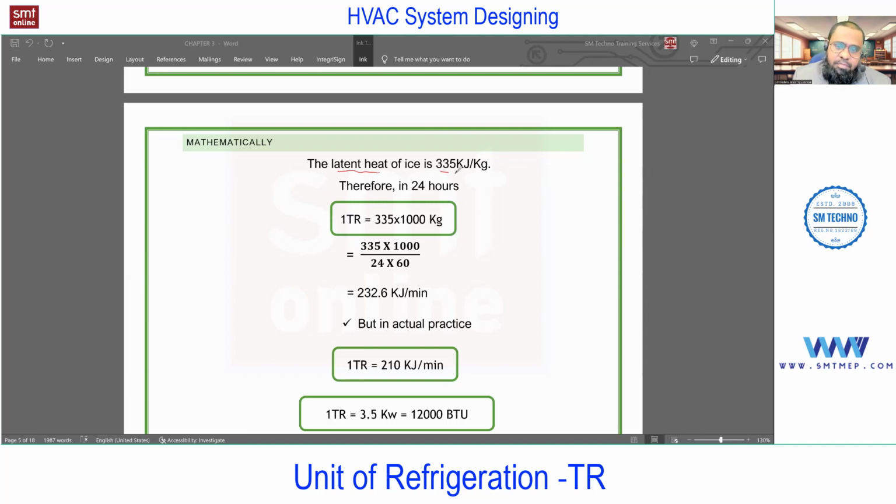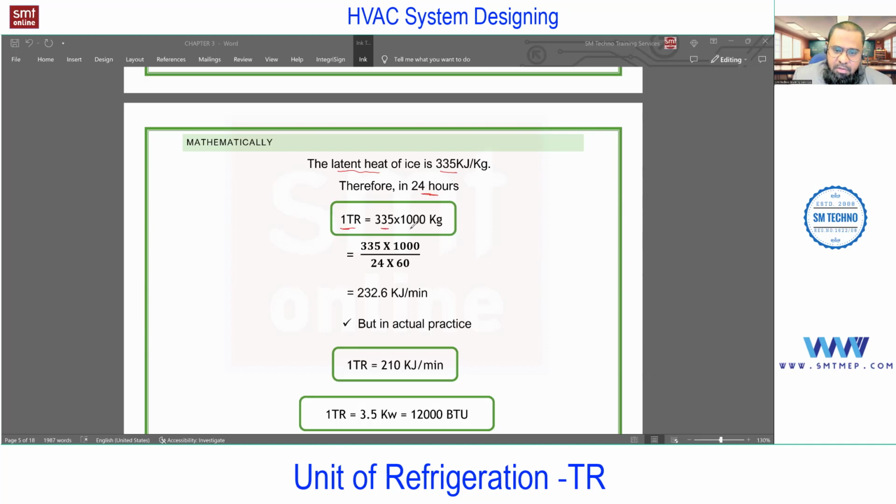335 kilojoules per kg. It means for 1 kg of ice, if you want to melt, you need to provide how much heat? 335 kilojoules. Kilojoules is also a unit of heat, right? In 24 hours, for example, we are considering for calculation. So therefore, 1 TR equals what?